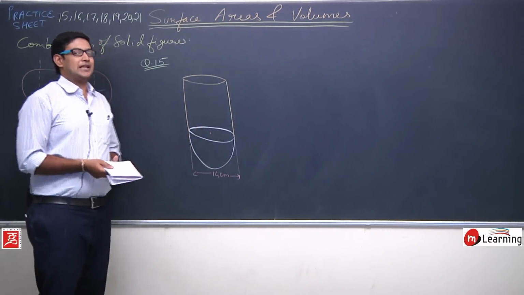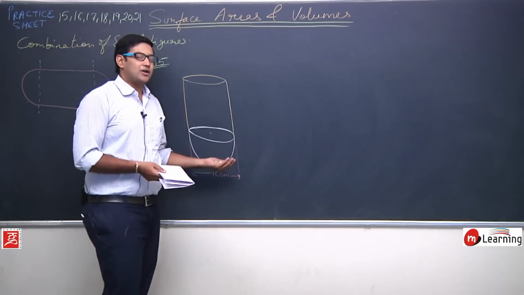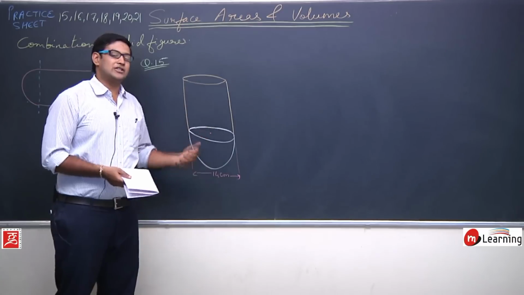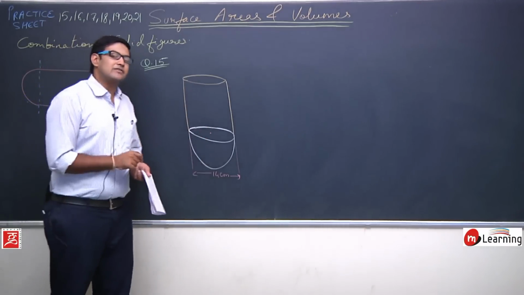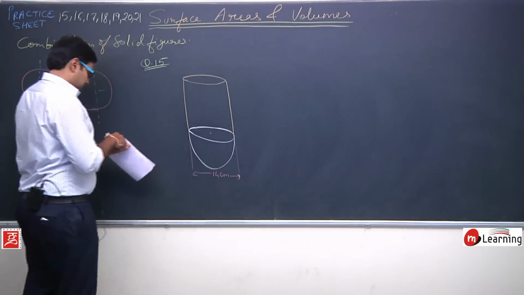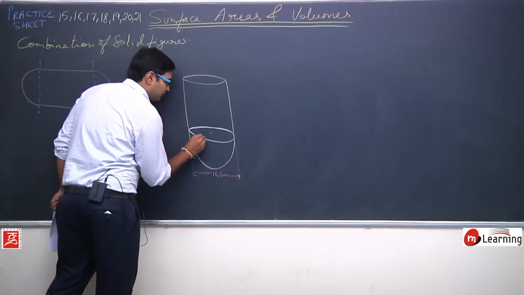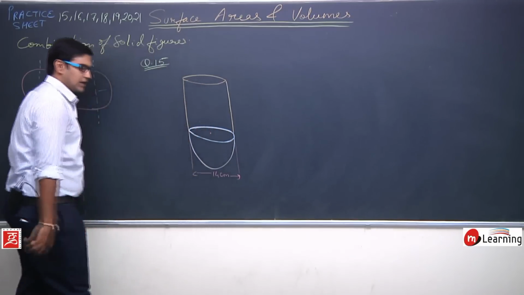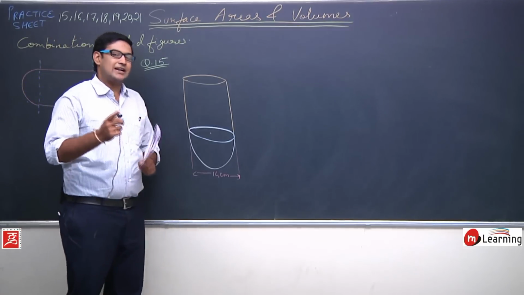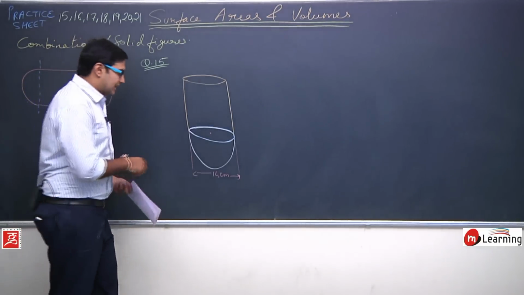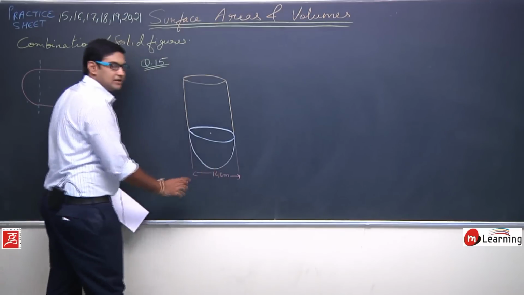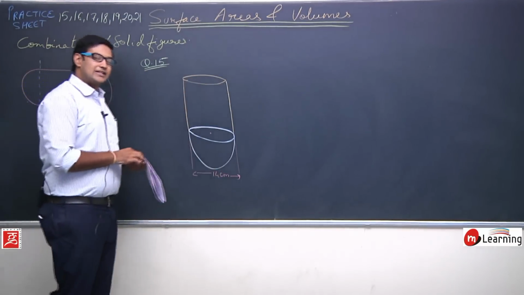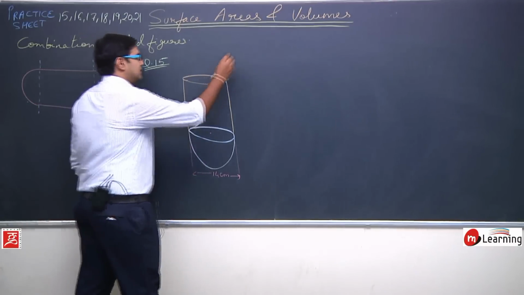So this vessel is something like this: there is a hemisphere at the bottom and there is a cylinder at the top of this hemisphere. It is mounted on this hemisphere. What we can observe in this figure is that the base of the hemisphere and the base of the cylinder are the same. So if the diameter of this hemisphere is 14 centimeters, I can say the diameter of this cylinder is also 14 centimeters.